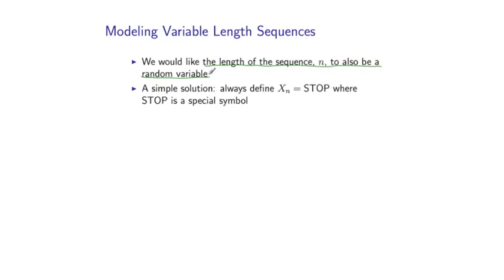And there's actually a very simple solution to this, a direct extension of second-order Markov processes, or first-order Markov processes for that matter. And we'll essentially just say that the nth random variable is always equal to STOP, where STOP is a special symbol. It's special in that it is not in the regular vocabulary in the Markov process. It's not a member of the set V. It's sort of an additional symbol, and it's only ever seen at the end of a sequence.